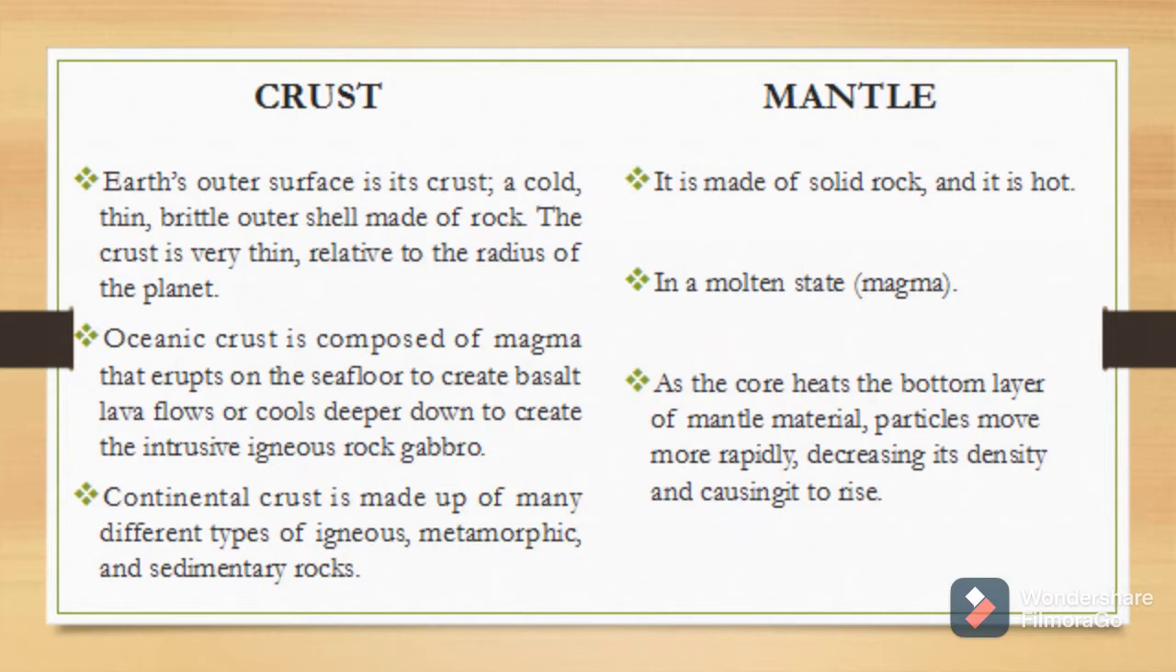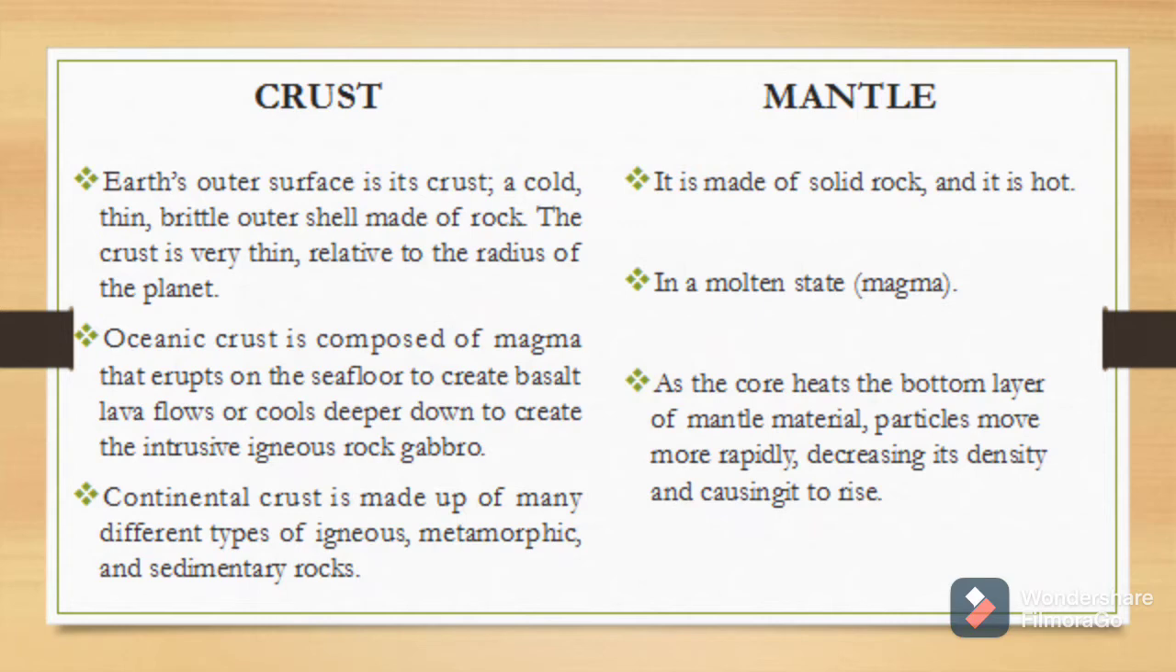The earth's outer surface is its crust, and we can say that the uppermost layer of the earth is called crust, a cold, thin, brittle outer shell made up of rock. The crust is very thin relative to the radius of the planet, and it is divided into two parts, oceanic crust and continental crust.